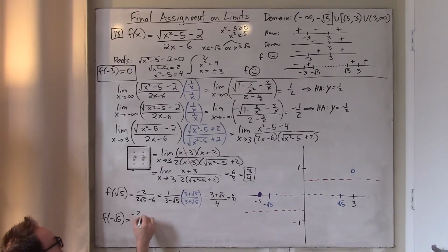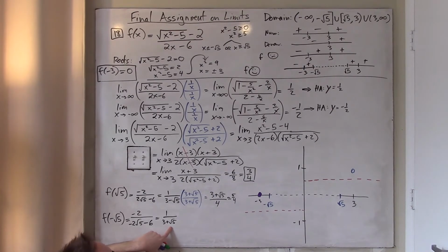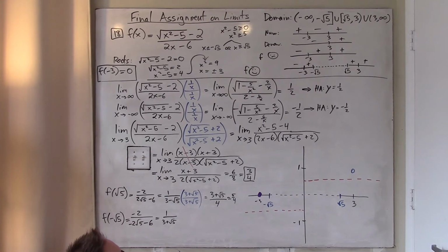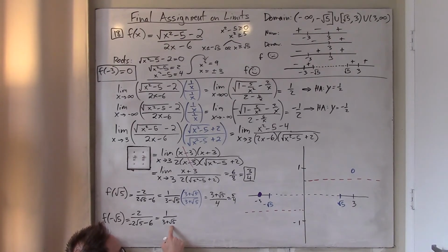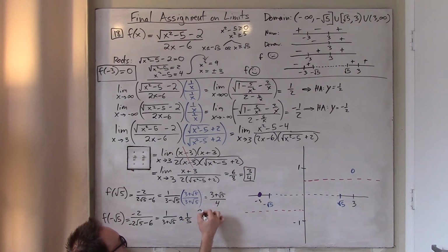I still get -2 on the top, but now on the bottom I'm going to get 2 root 5 minus 6. So all the negatives cancel. I get 1 over 3 plus root 5. And I really don't have to do anything to be totally honest. This is pretty clear already, just as is, that 1 over 3 root 5 is pretty much like 1/5, I guess. So this is basically 1/5, and this is basically 5/4.